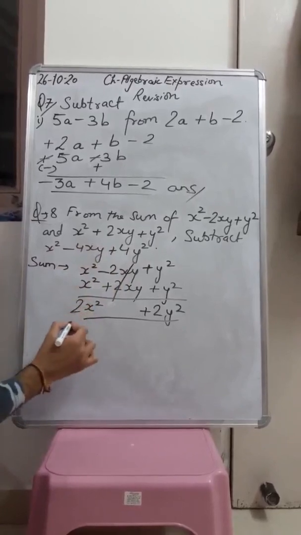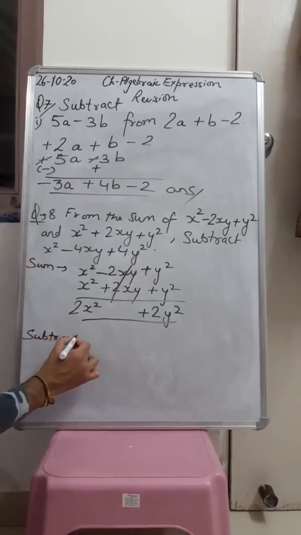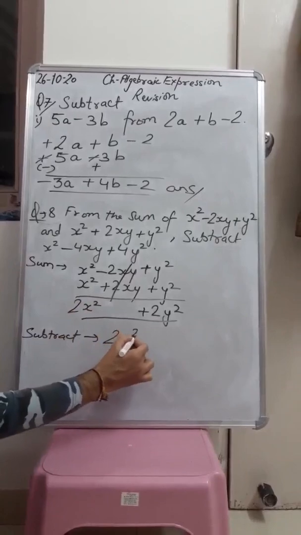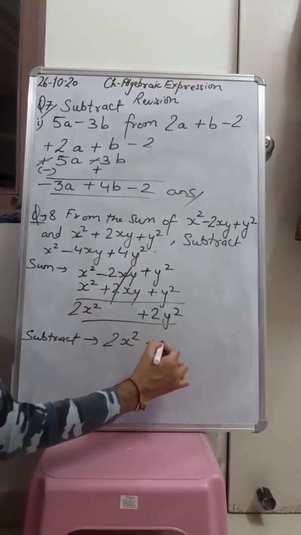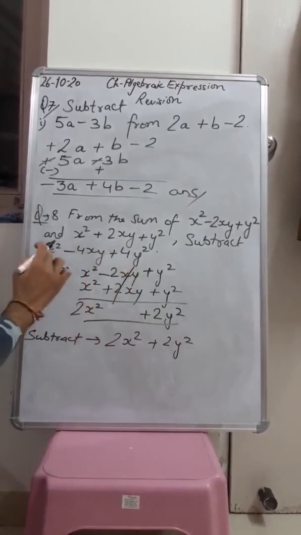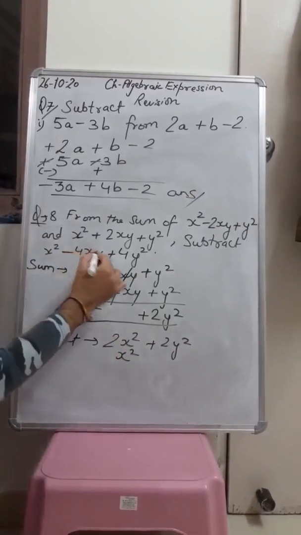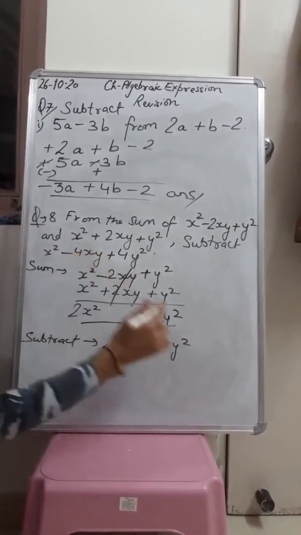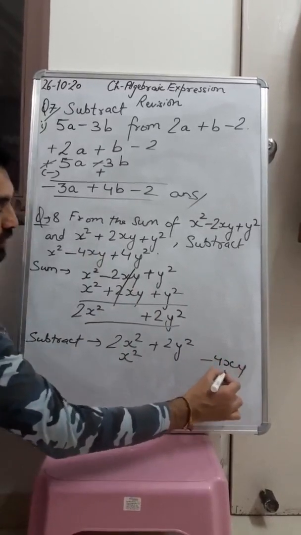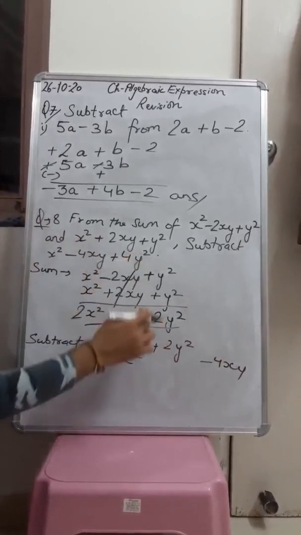That means from this sum we are subtracting. So in subtraction, this will come first, 2x square plus 2y square, and from this we have to subtract this expression. So x square will come under x square. Minus 4xy is an unlike term. So an unlike term you can write separately in the same line. In the same line you can write the unlike term separately, and y square will come under the like term.